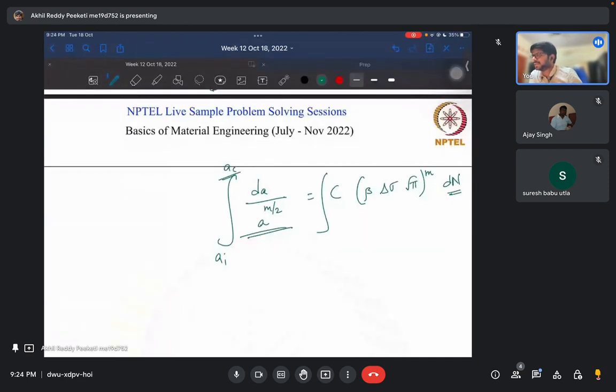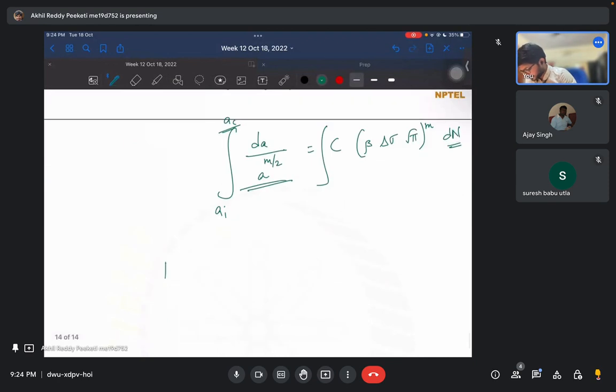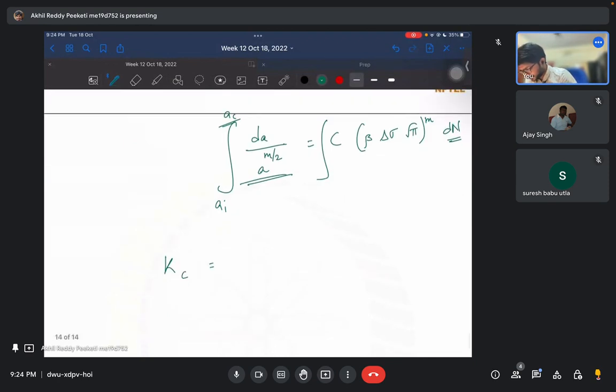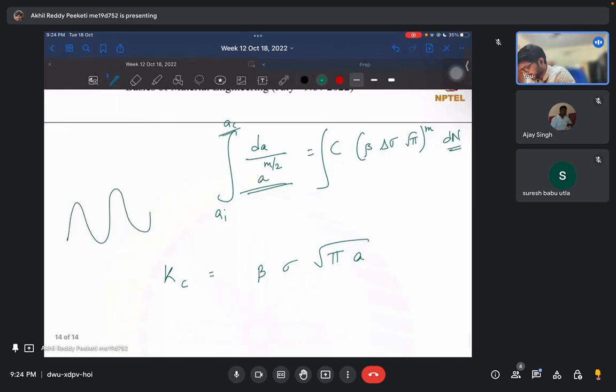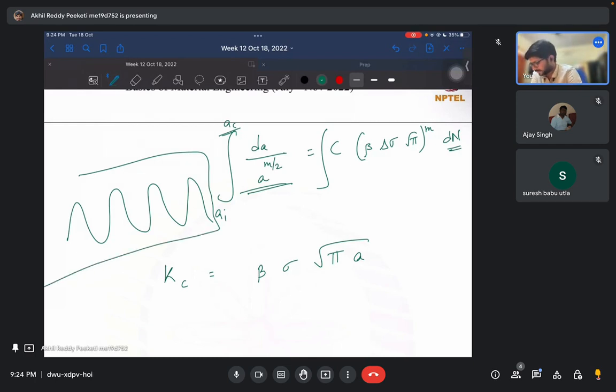To get that critical crack length, K is beta sigma root pi a. Now, when will that critical crack length occur? When the alternating stress is at its maximum value, right? We have an alternating stress. When do you think we are very close to reaching that, at lower stress or higher stress? Obviously at higher stress.